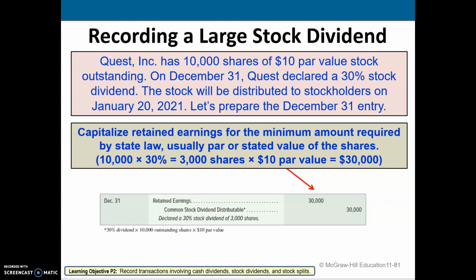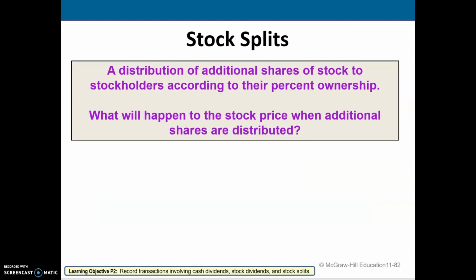Kind of related to stock dividends is stock splits. We're distributing additional shares of stock to the stockholders, maintaining their ownership percentage. We're basically taking the shares of stock and splitting them into pieces. A common one is a 2-for-1 split, where every share is now going to be split into 2. So if you've got 1 share, now you've got 2. What's going to happen to the stock price when additional shares are distributed? We said if there's more pieces of the pie, each piece has to get a little bit smaller. So it's going to bring down the price of the stock.